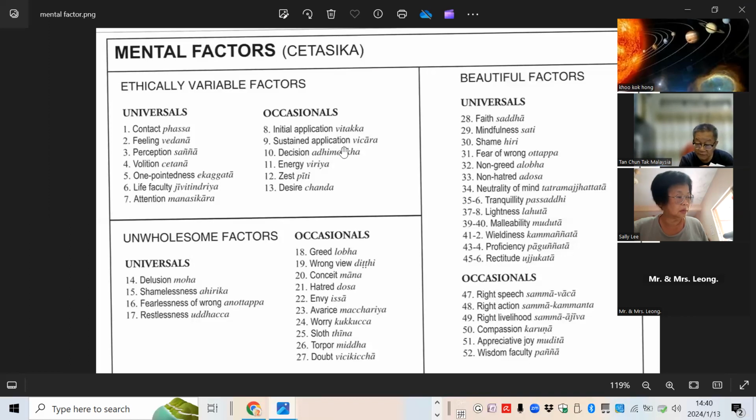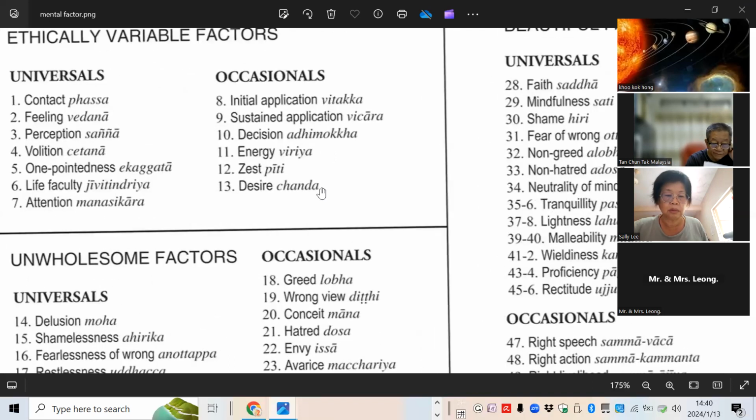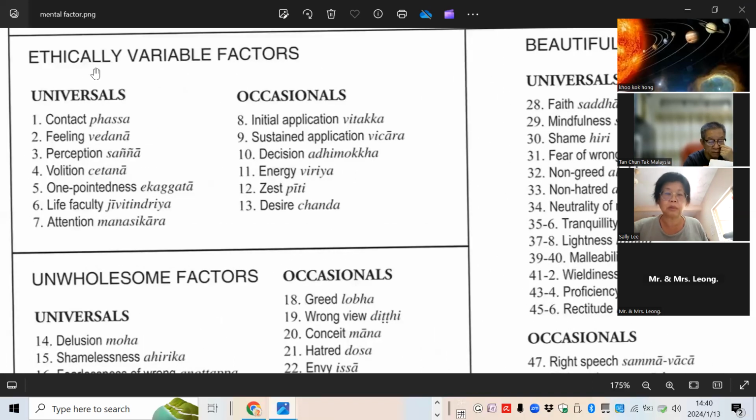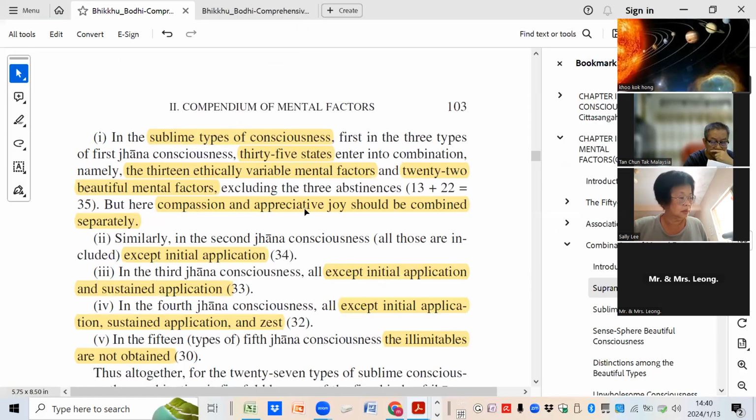Okay, class, take a look at the screen. Do you see or not? Now, ethical variable factor, then this is the total. Sally, what is the total here? Ethical variable factor? 13. Yes, you get 13 already. So then we try to get the next figure. We get 13 here.